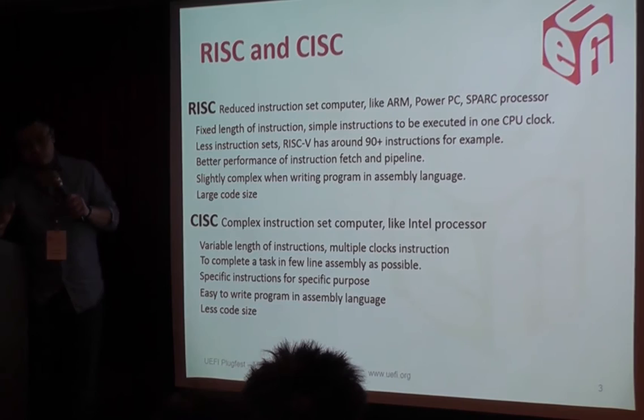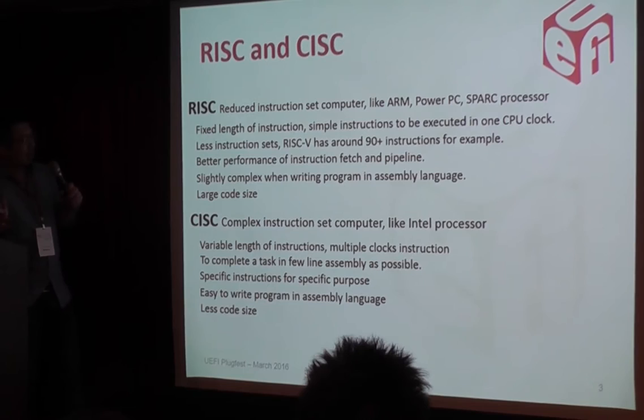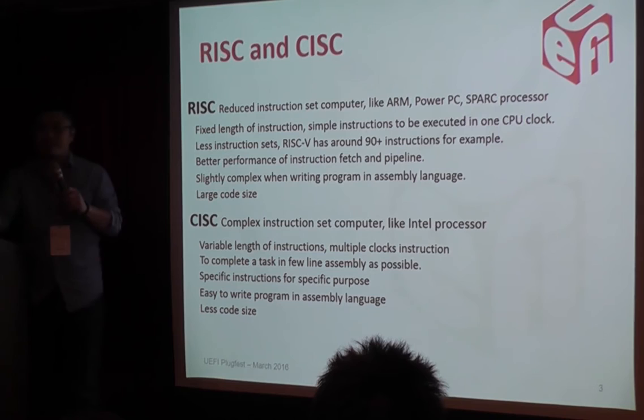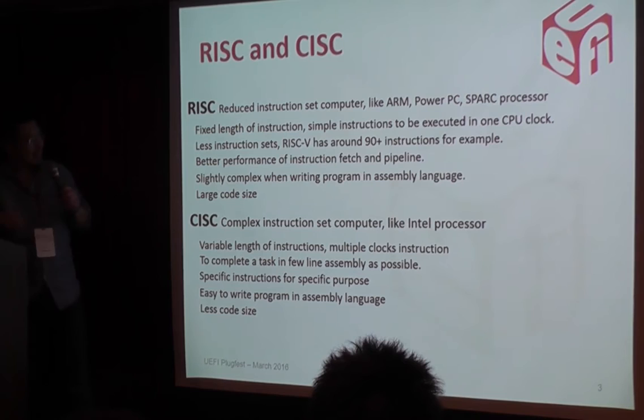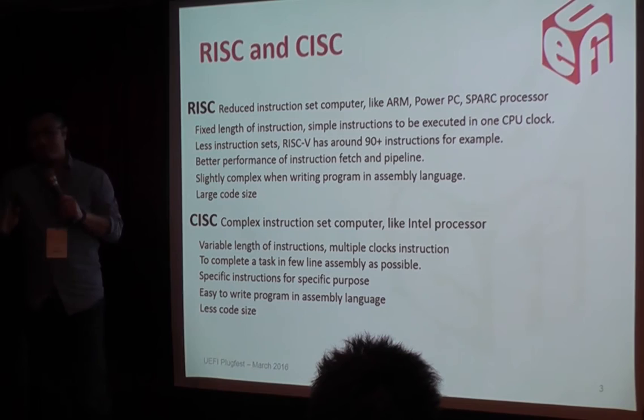So there are fewer instruction sets. RISC-V only has around 90 instructions so far. Of course, it keeps growing, but not like Intel, which has too many. You get better instruction fetch performance because of the fixed length and fewer instructions, but if you write a program in assembly, you have to write more code, so you get a slightly larger code size.